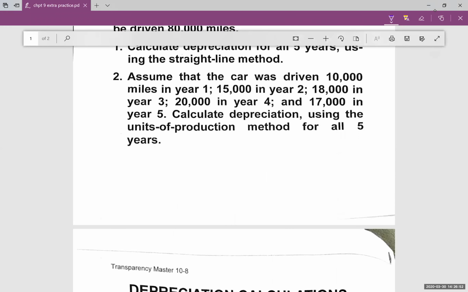So coming down here, let's do straight line right here. Remember, on the top is the cost minus the residual value. Divide that by the estimated useful life. So this is money per year. Doing the math, you'll get $2,400 per year. So the year 1 depreciation expense, $2,400.